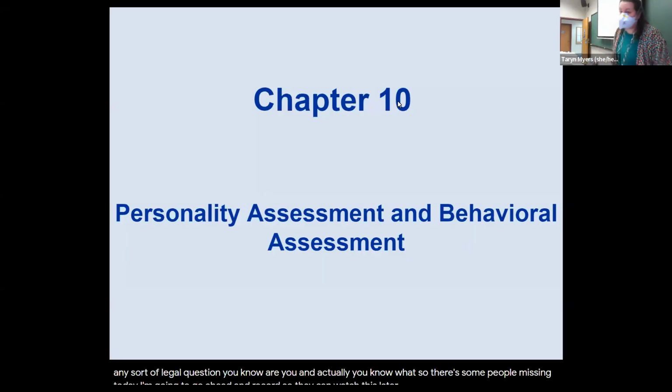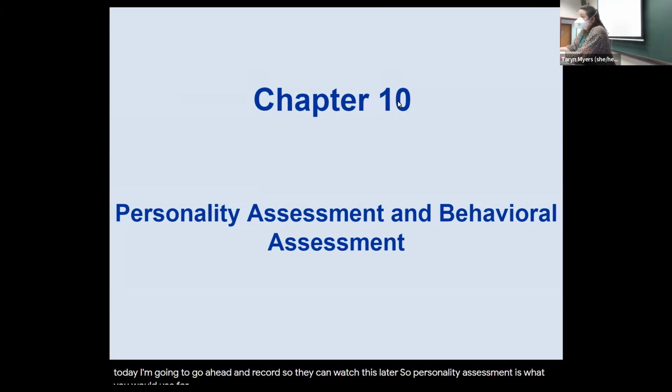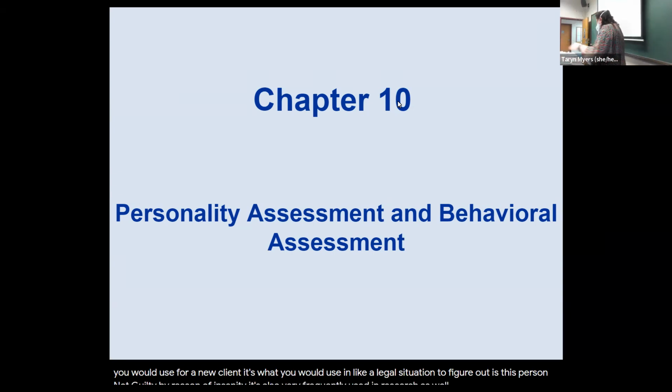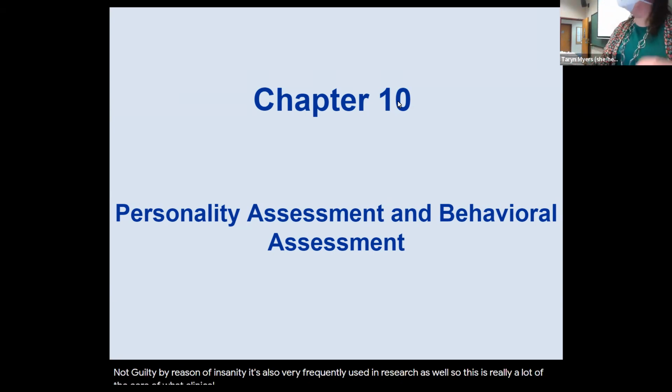Okay, so personality assessment is what you would use for a new client. It's what you would use in a legal situation to figure out, is this person not guilty by reason of insanity? It's also very frequently used in research as well. So this is really a lot of the core of what clinical psychologists do.